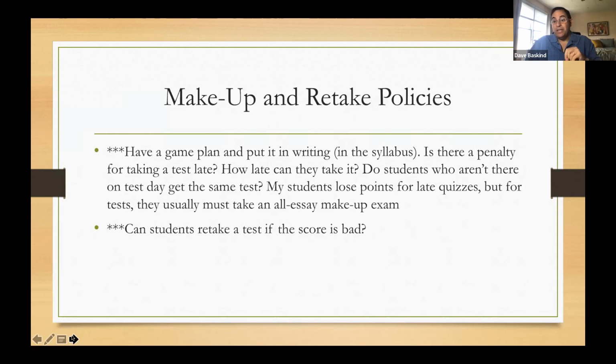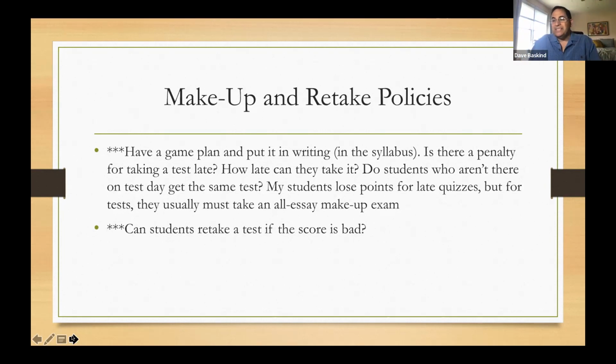But let's put it this way. If you do choose to penalize them for taking the test late, some students will do everything they can to get there on that date, even if they are not healthy and well. That's a risk for you and the rest of the class. How late can they take it? Are you okay with them taking it a week late, a month late? Just finish it by the end of the semester? I don't know. Give that some thought.